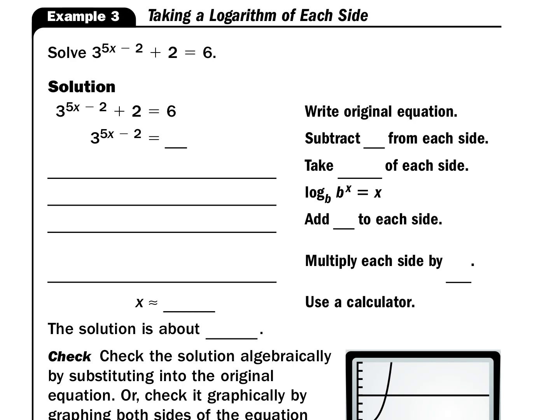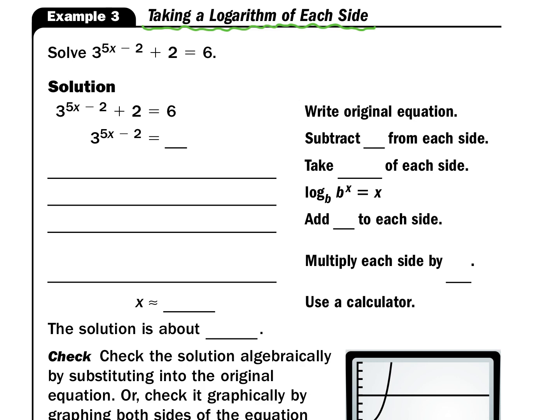Okay, 8.6 part 2. We're still talking about solving exponential and logarithmic equations. Example 3 is again an example of taking a logarithm of each side. So just like what we did in example 2, we're going to take the logarithm of each side. However, this one's slightly more complex.